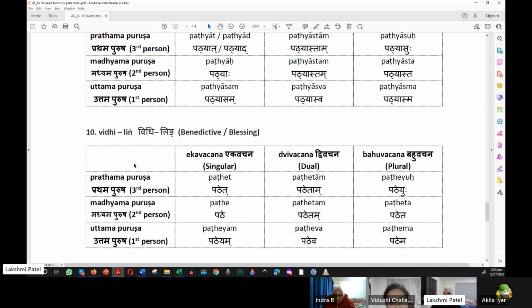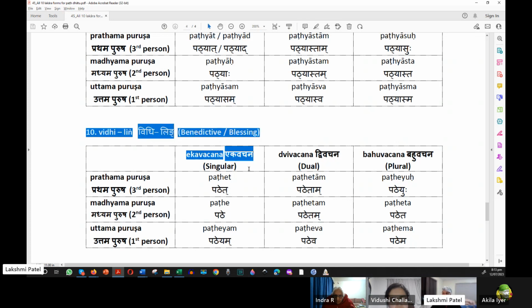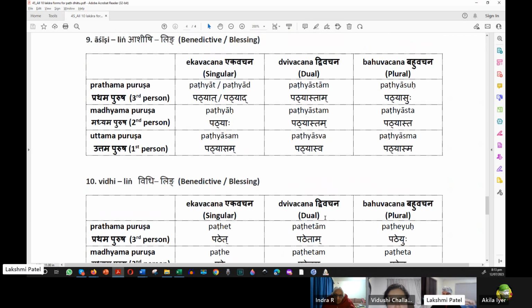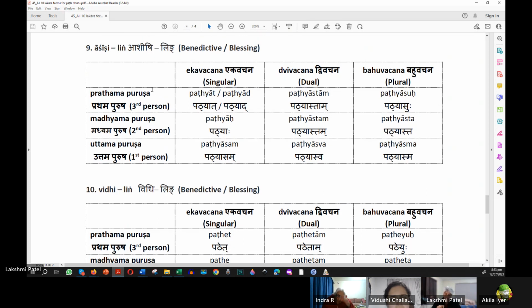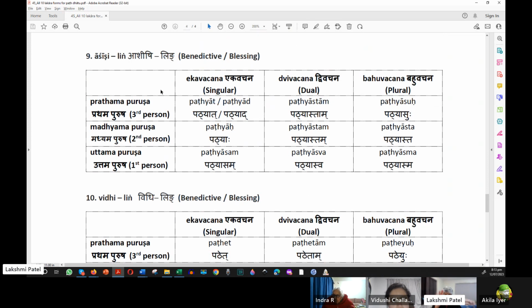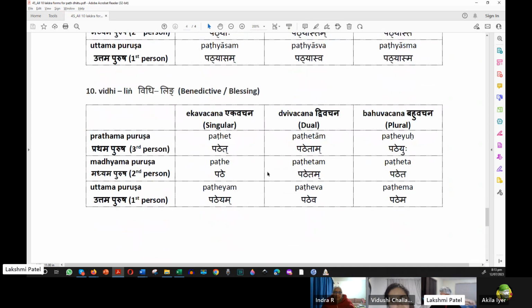So this is a table that is good to know. So pathyat, patyastam, patyasu, patyaha, patyastam, patyasta, patyasam, patyasva, patyasma. This is may you. May you study. Or you may study. Or Ashish, blessing. Okay. So these are the 10 forms.